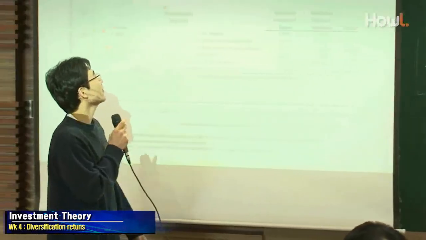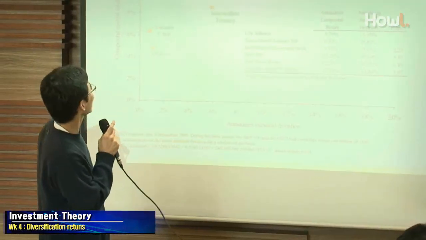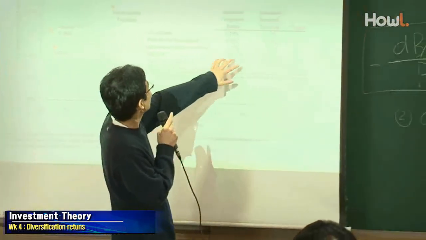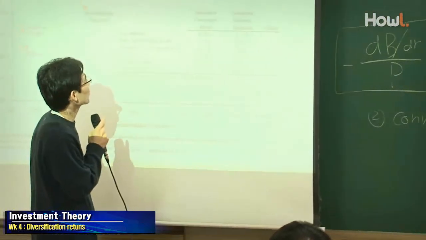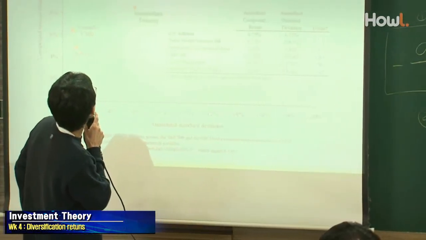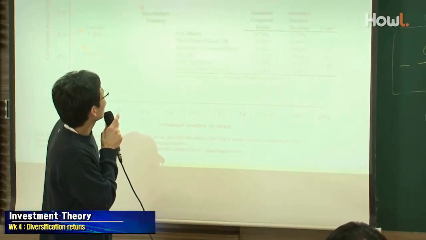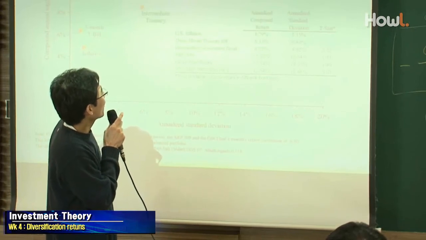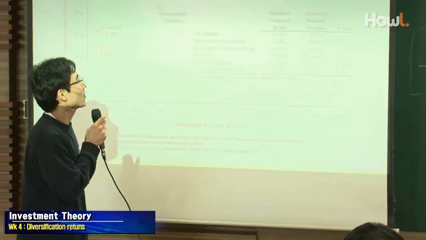So we have the S&P 500. S&P 500 has an 11% return, which is very high, only up to 2004. It is about 11%, and variance is like 16%.